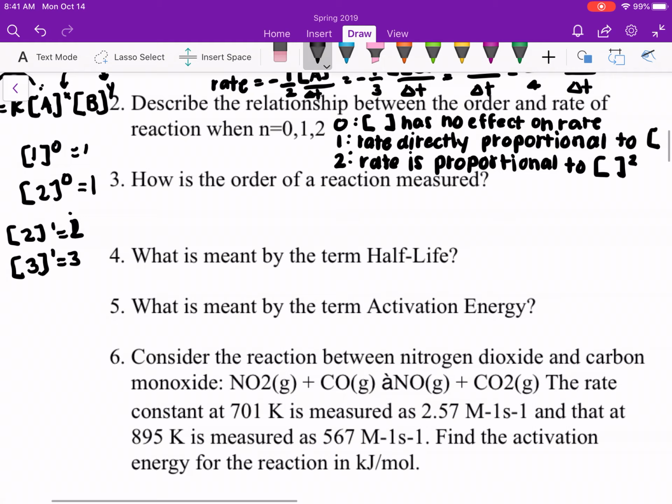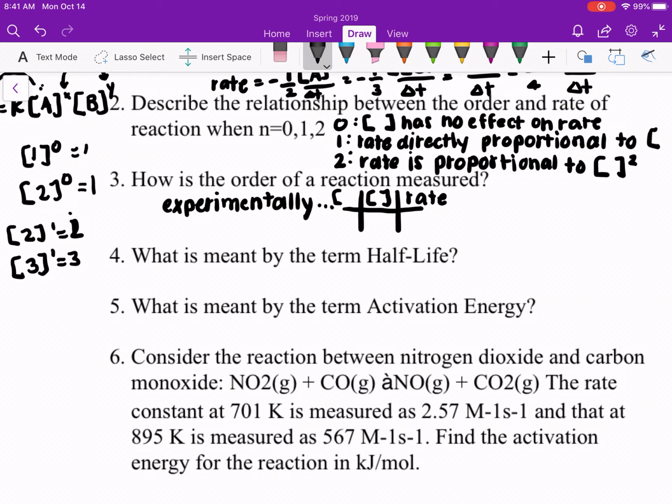So number 3, how is the order of a reaction measured? So you want to do this experimentally. This isn't really a trick question, but I've seen it asked on tests. So I want to measure experimentally, and you do that with those little tables, right? Where it has rate and concentration, and then it has the different concentrations that you have.